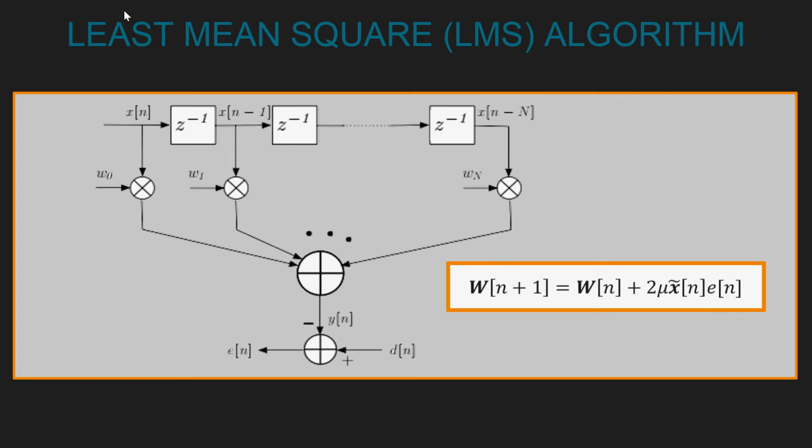The next value of the tap weight, w(n+1), is equal to the current value of the tap weight plus 2 times mu, which is a step size parameter, times x tilde(n), which is your input signal, times e(n), which is the error signal. Looping through iterations of this algorithm allows the tap weights to be adjusted such that the error is minimized.